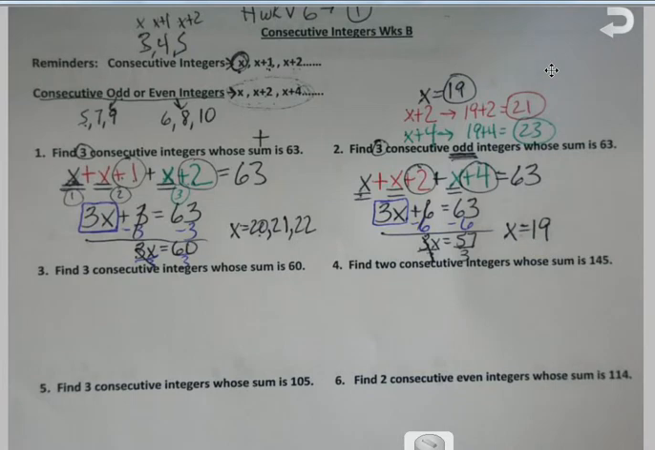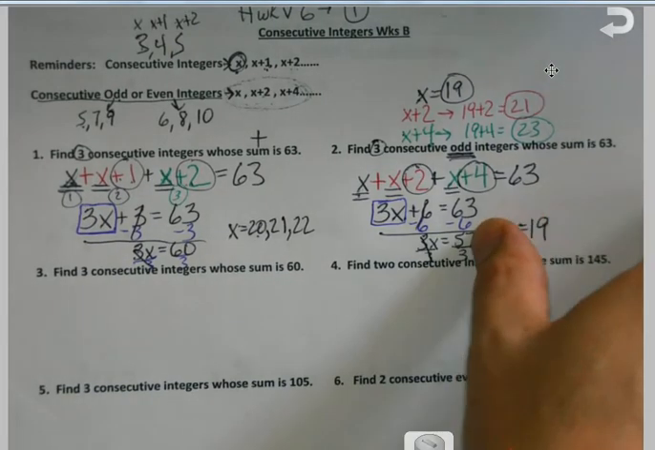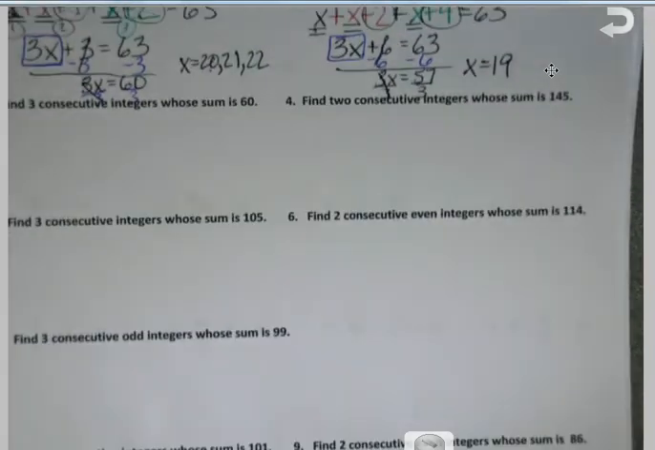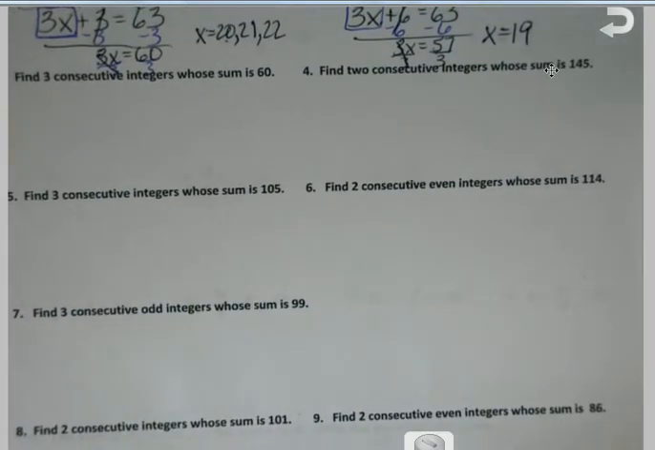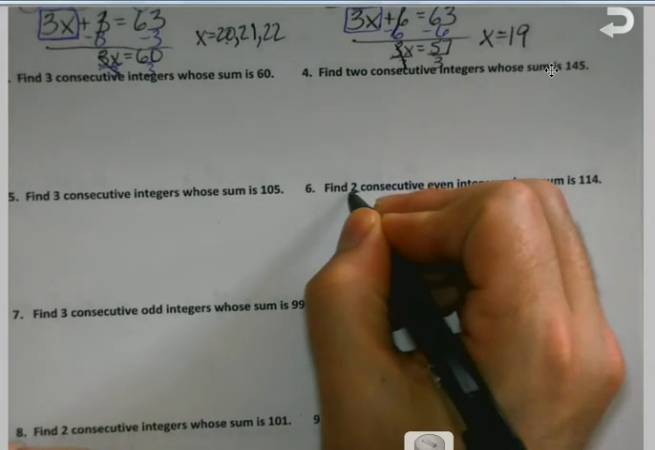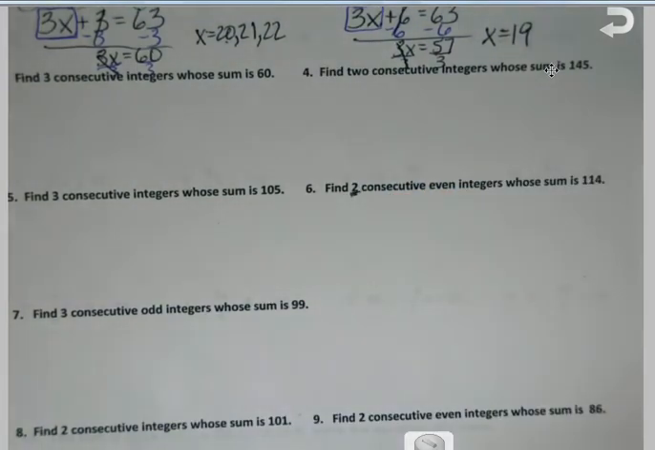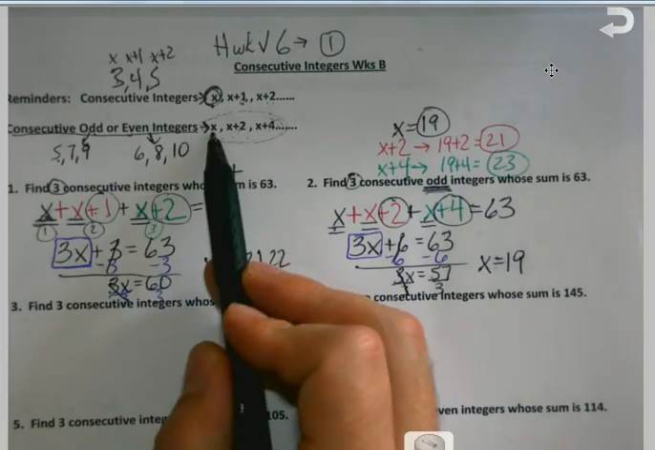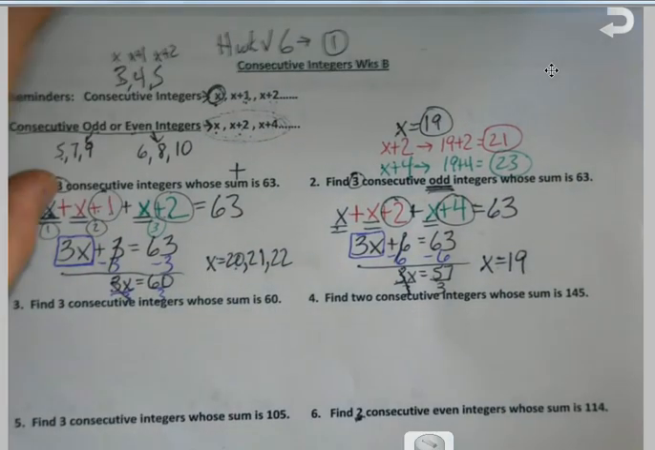All right, so I got one more I want to do. Number 6. Let me move down a little bit. So I wanted to make sure we got an even in here. Okay, find 2 consecutive even integers whose sum is 114. So I look back up at the top for a minute. Even is the x plus 2 go on that way type.